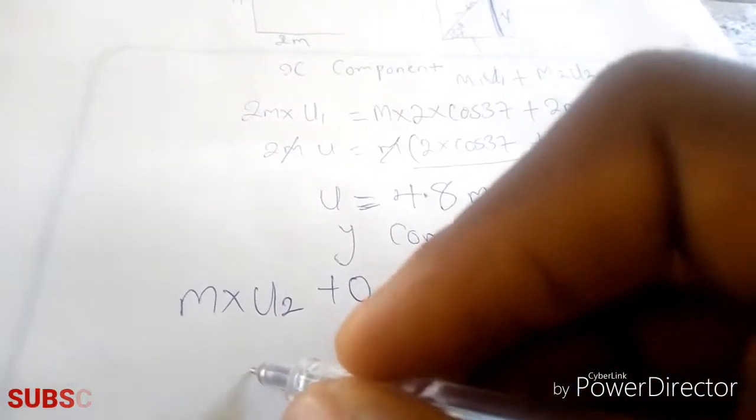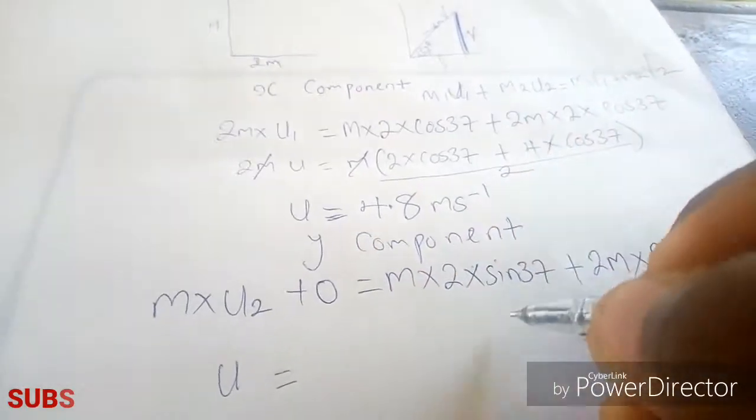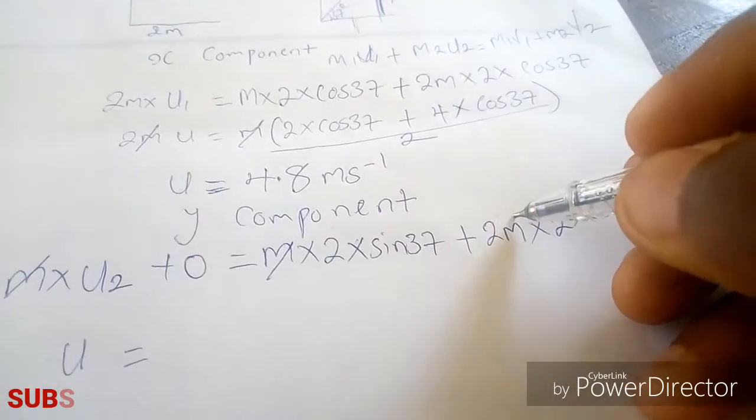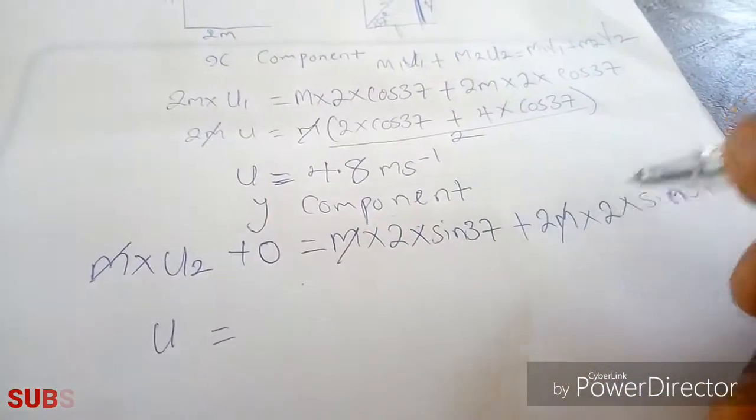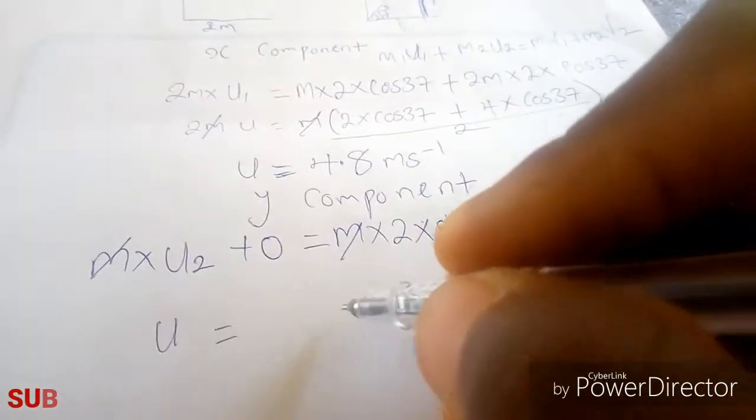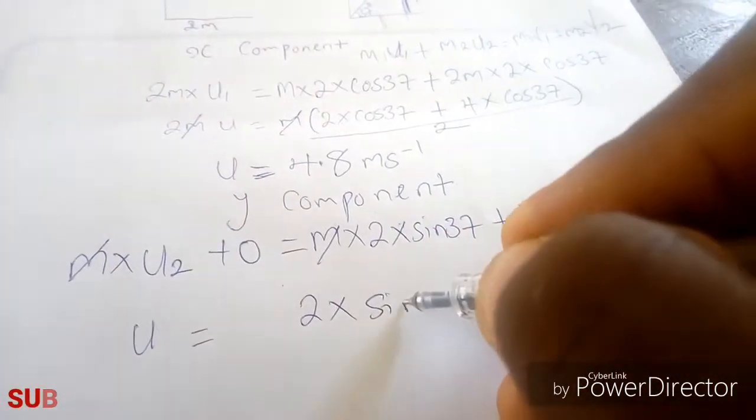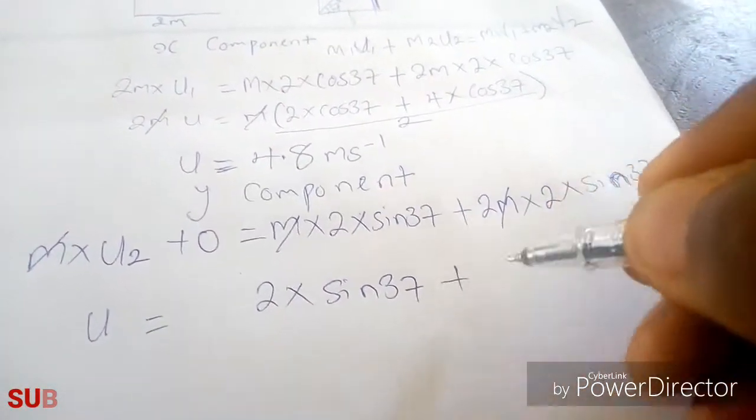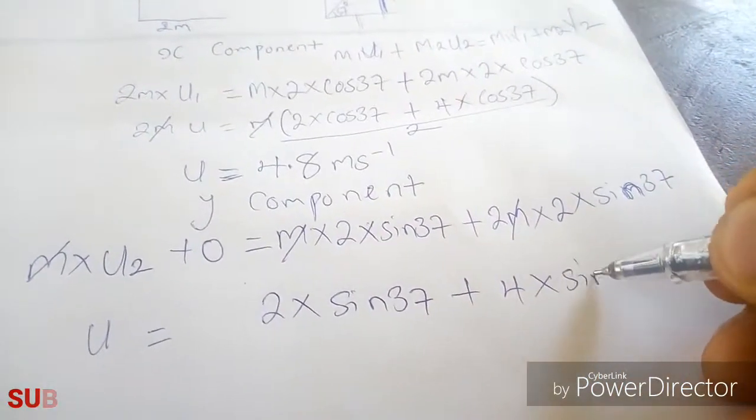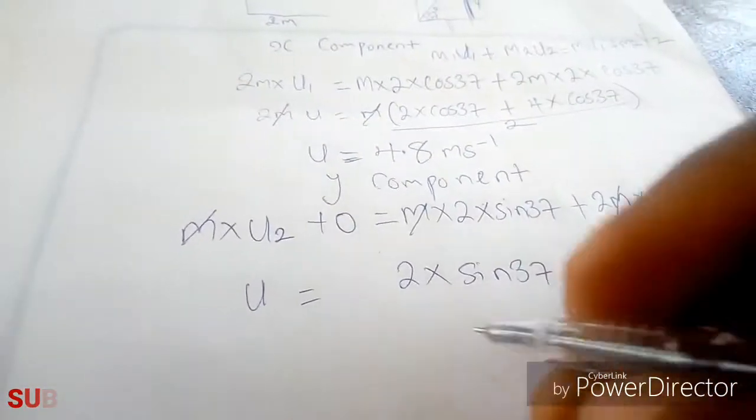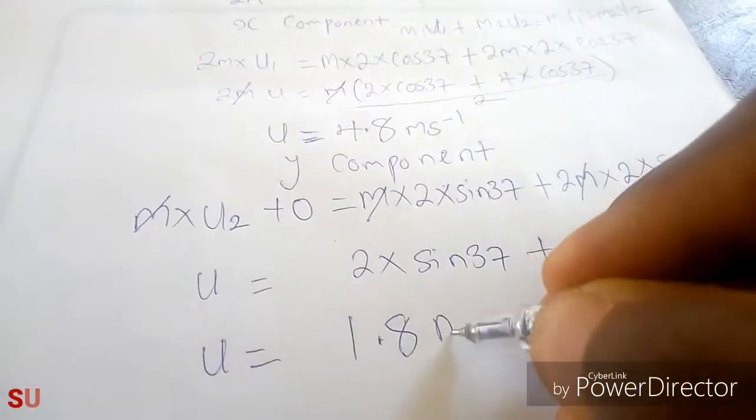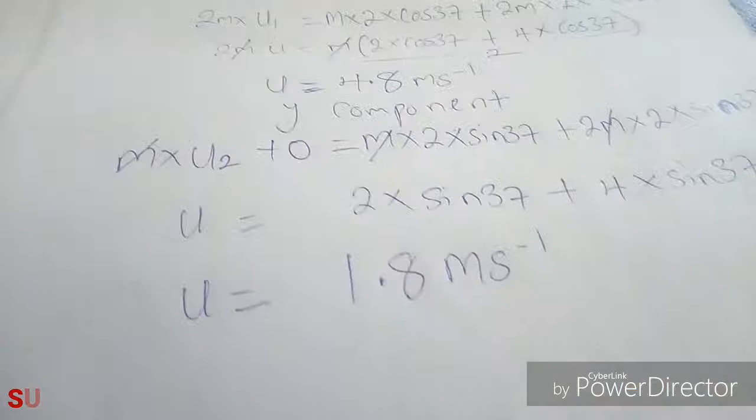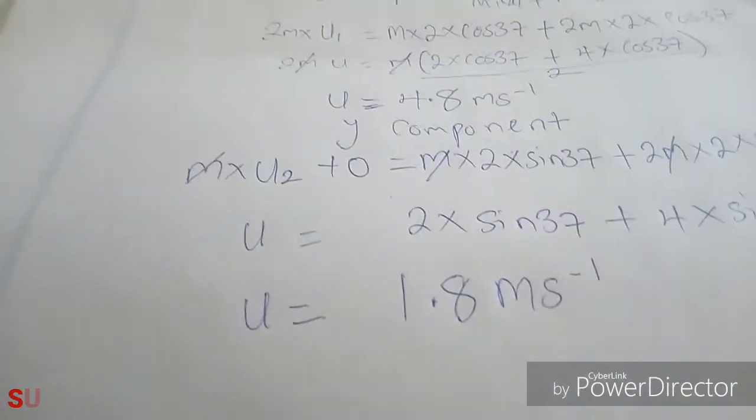So our u will become, when we factorize them out and do the mathematics, 2 times sine 37 plus cos 37, u equal to 1.8 seconds. I hope that was clear.